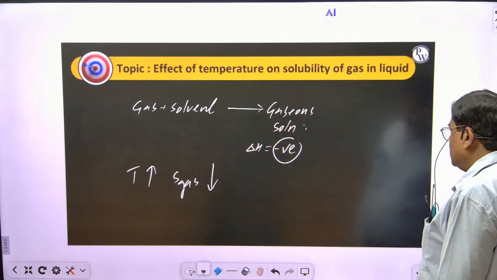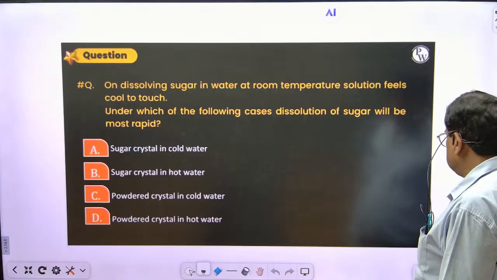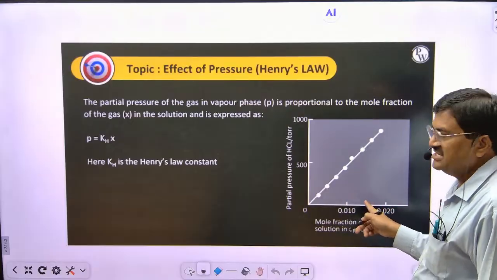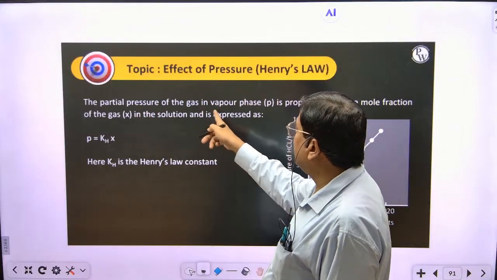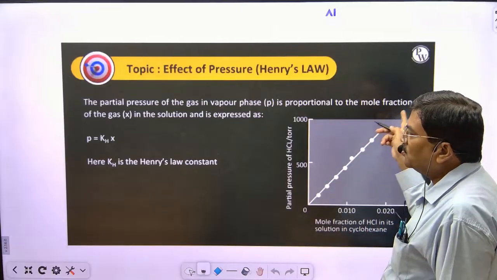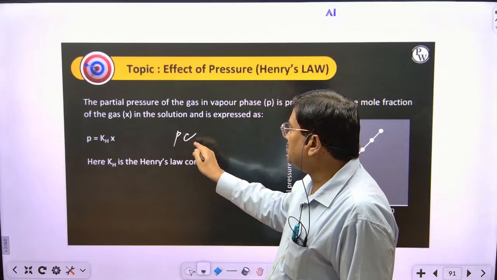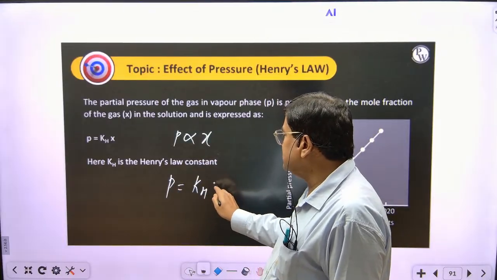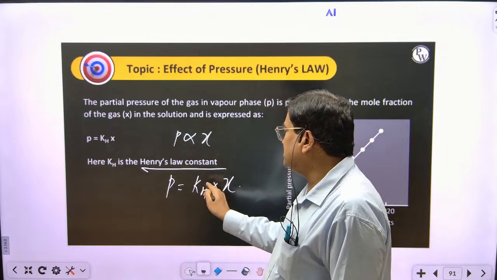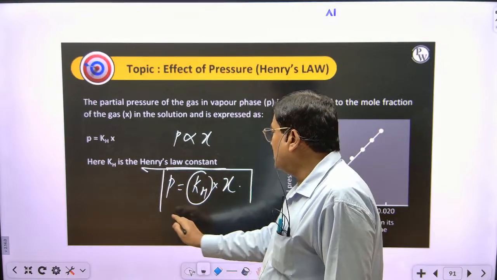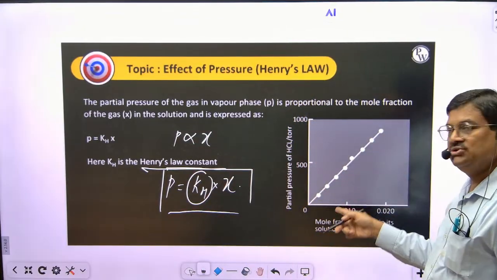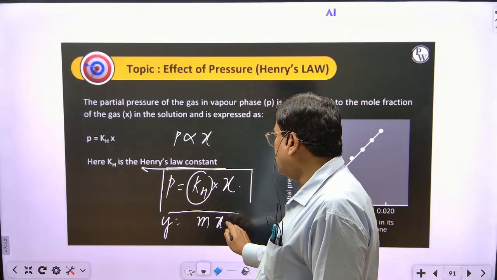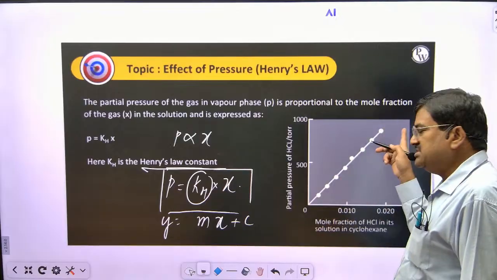See the next one. Now see, this is the graph of the effect of pressure on Henry's law. It says the partial pressure of the gas in vapor phase is proportional to the mole fraction. That is the relation P is proportional to chi that we wrote, and removing the proportionality, we wrote KH. KH is called the Henry's law constant. When we plot it, it passes through the origin because it is a straight line of the form y equals mx plus c, where the intercept is 0.